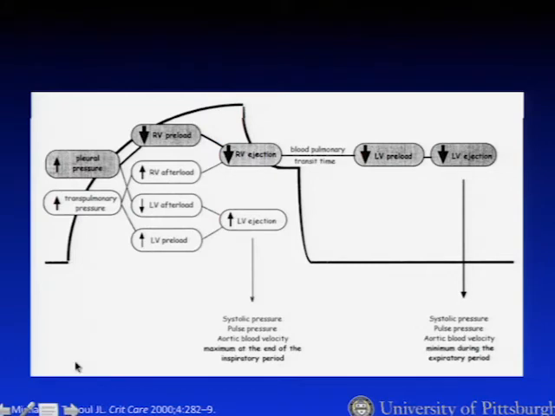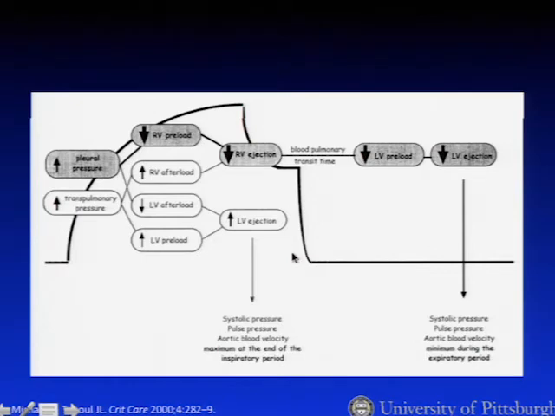Here we see a depiction of the cyclic changes due to a mechanical insufflation. So here's our positive pressure breath, airway pressure here, and you see with an increase in pleural pressure, we immediately have a decrease in right ventricular preload secondary to the increased intrathoracic pressure, as well as an increase in RV afterload. That results in a decrease in RV ejection or stroke volume. And after a couple of cardiac cycles, because of transpulmonary transit time, we see the left ventricle also experiencing decreased preload and ejection.